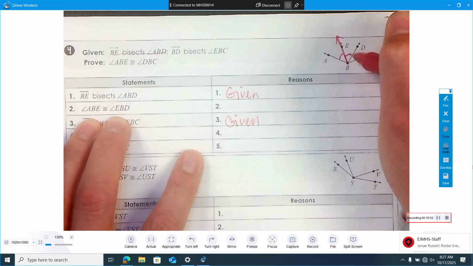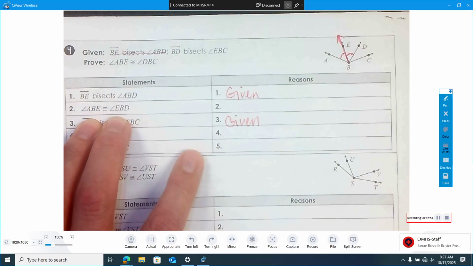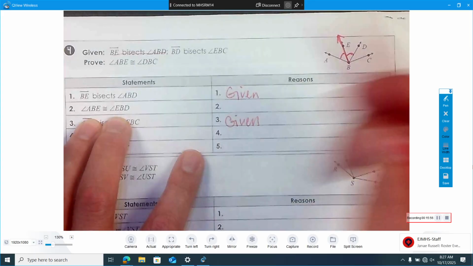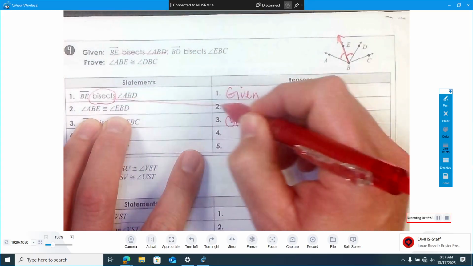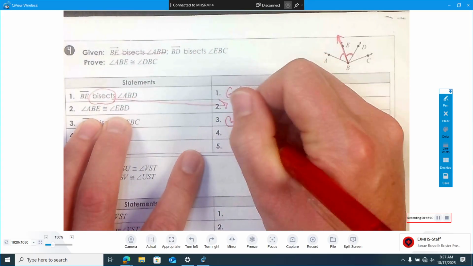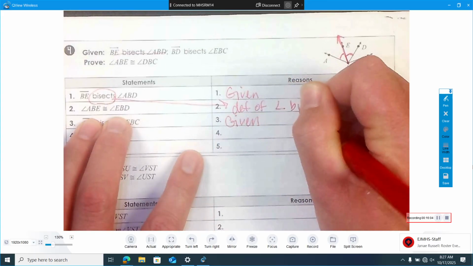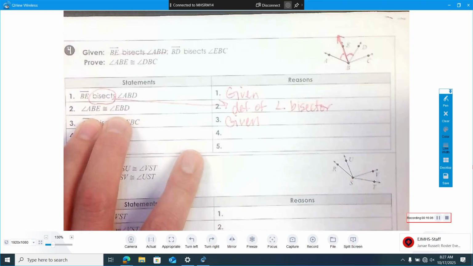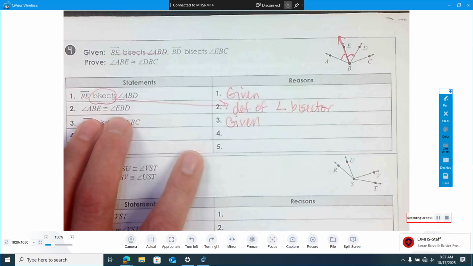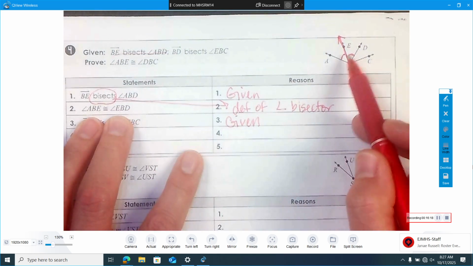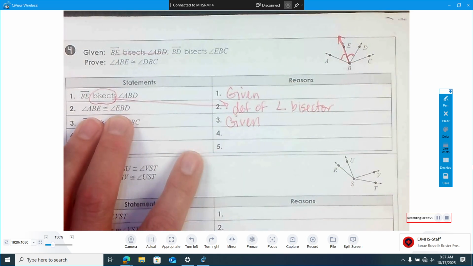So how come we can say that angle ABE is congruent to EBD? Why are these 2 angles congruent? It bisects. Yeah, definition of bisect. Definition of, I can get real specific, angle bisector. Definition of bisect I think is fine as well, but we're talking about angles, so we could throw the word in as well. Okay. Bisect means we get 2 congruent parts. Great. All right, let's look at the next one.